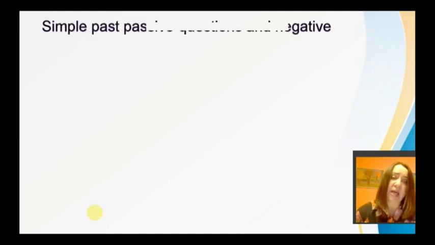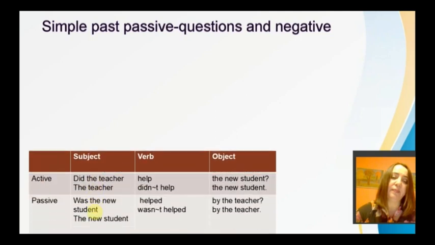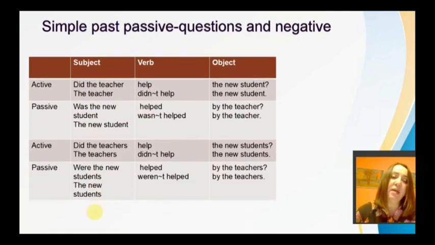And now, simple past passive, questions and negative form. Let's see the table. Singular active: Did the teacher help the new student? Questions form. The teacher didn't help the new student. Negative form. Passive: Was the new student helped by the teacher? The new student wasn't helped by the teacher.